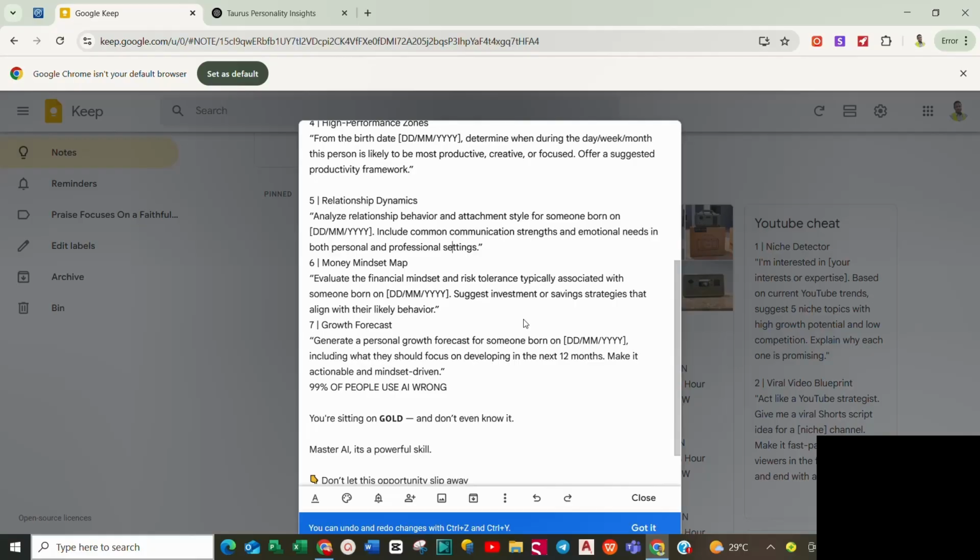Now, 99% of people use AI wrongly, forgetting the fact that it's garbage in, garbage out. What you ask AI is what it will give you out. But if you put in your prompt very well, you're able to get in-depth facts about whatever you are putting in. Then you are sitting on gold, because AI is there to assist you, and you don't know it until you know how to do prompting.